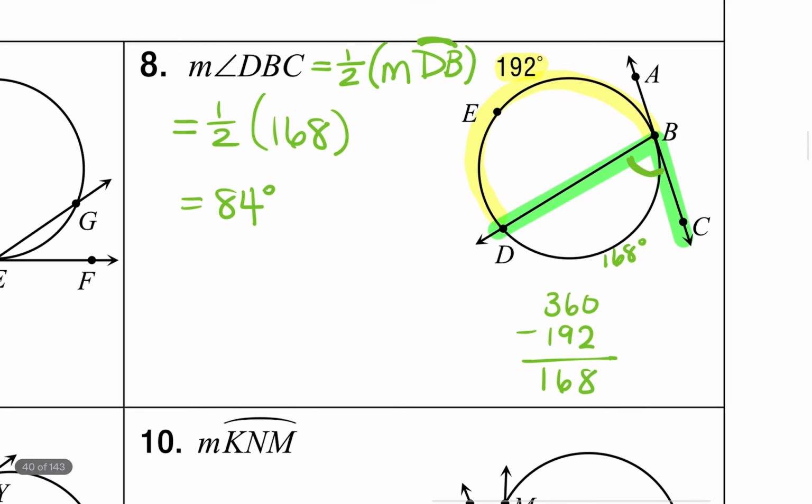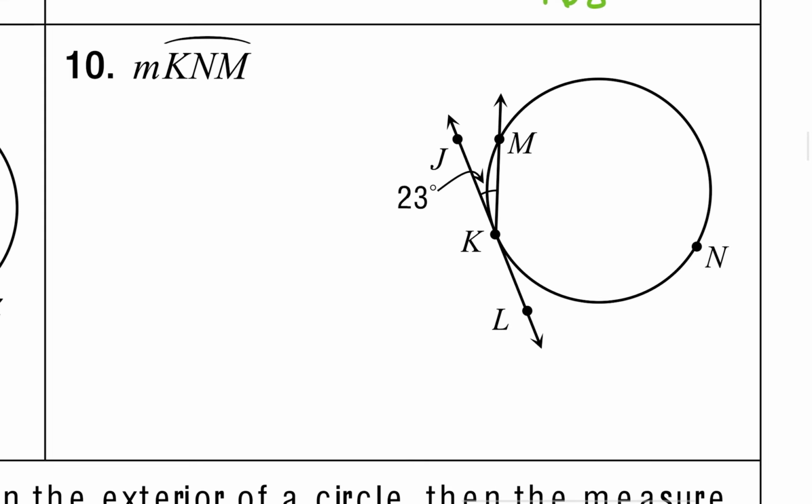That's done. Let's move to number 10. Number 10 is looking for the measurement of arc K and M. So first I'm going to highlight that arc, K to N to M.